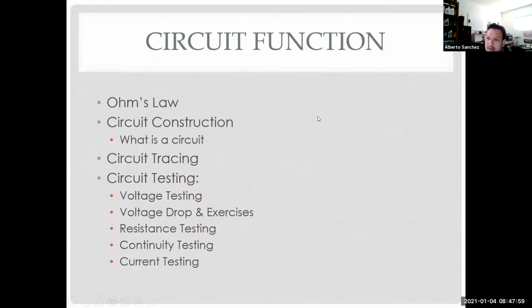So circuit function, we're going to talk about Ohm's law. I'm going to talk about circuit construction and what is a circuit. What I mean by that is, what do I need in order to have a circuit that functions and doesn't catch on fire, doesn't melt down, and actually turns on when I want it on. We're going to do some circuit tracing exercises. I will be sending out some PDFs that you can either download or display on your computer screen for the circuit tracing exercises we're going to be doing.